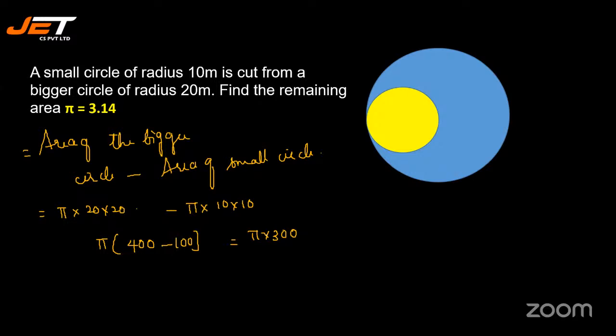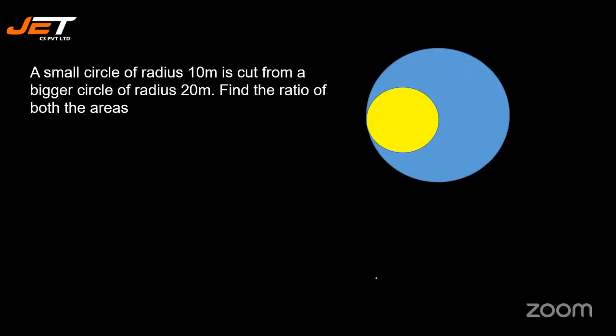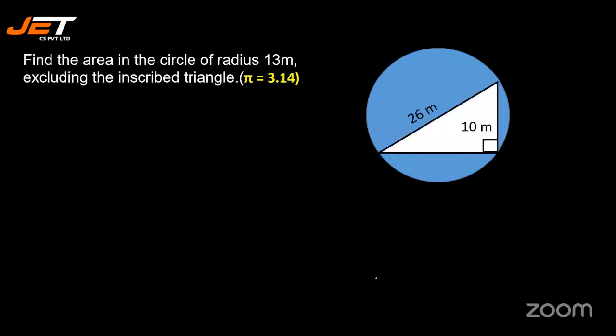Okay. When we multiply 3.14 into 300, we get 942 meter square. Okay. So hope this is clear. Let's move on to the next sum. A small circle of radius 10 meter is cut. I think the same one, isn't it? Same thing. Let's move on to the next sum.